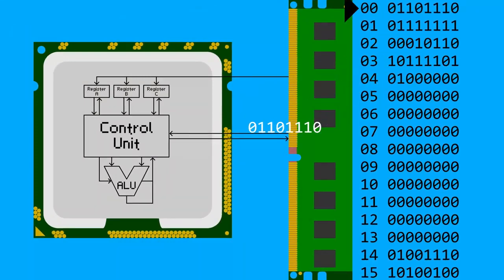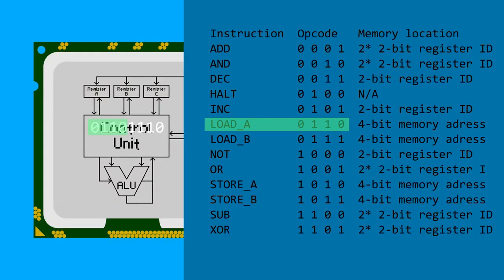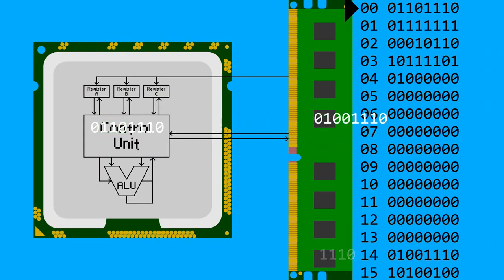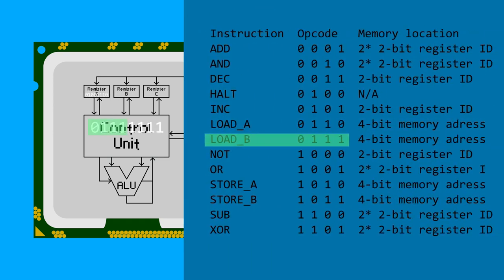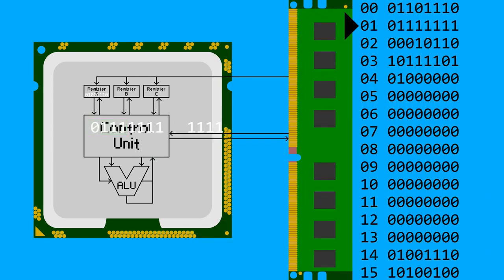The control unit recognizes the load A instruction, so it tells the RAM to load memory location 14 into register A, which now has the information 01001110 or 78 in decimal. The same thing happens with the next instruction, and register B now holds the information of memory location 15, 10100100, which is 164 in decimal.